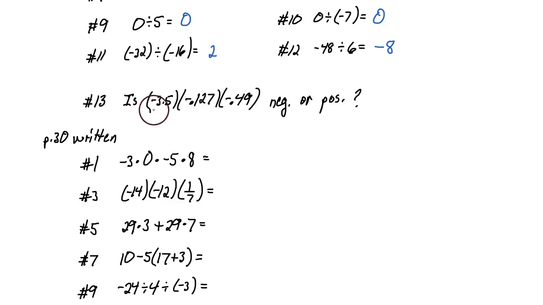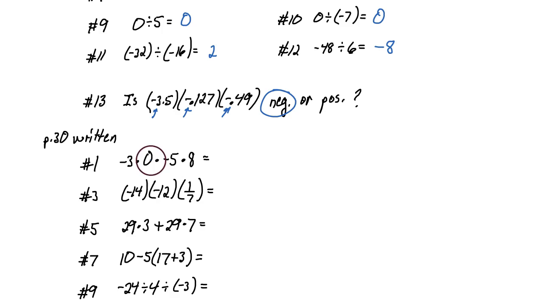Number 13, without actually multiplying, will the answer be positive or negative? We have 1, 2, 3 negative numbers being multiplied together. An odd number of negative numbers, when multiplied together, makes a negative answer, because negative times negative makes positive, but then when you multiply that by that third number, the final answer ends up negative.